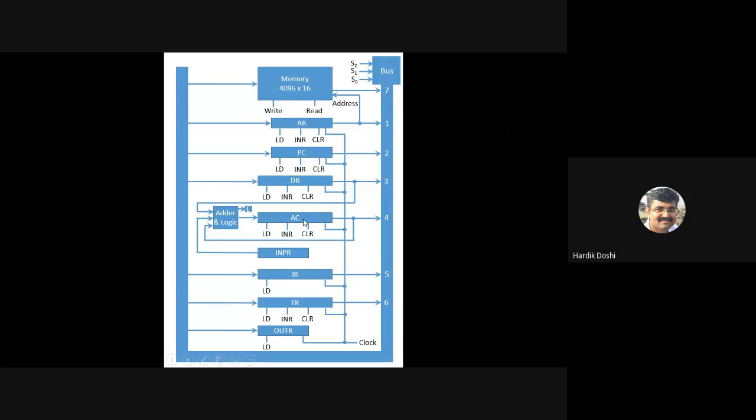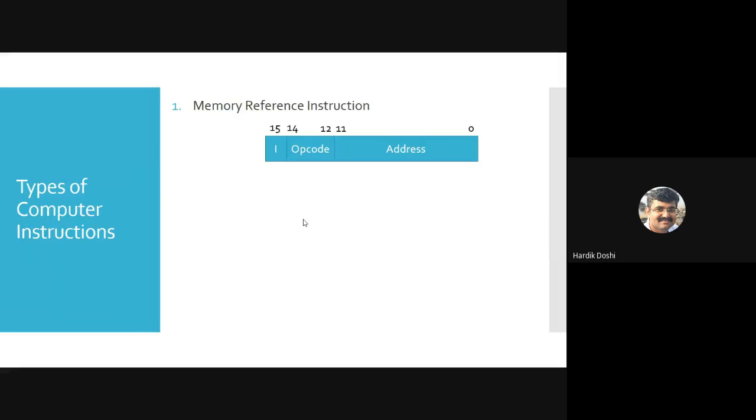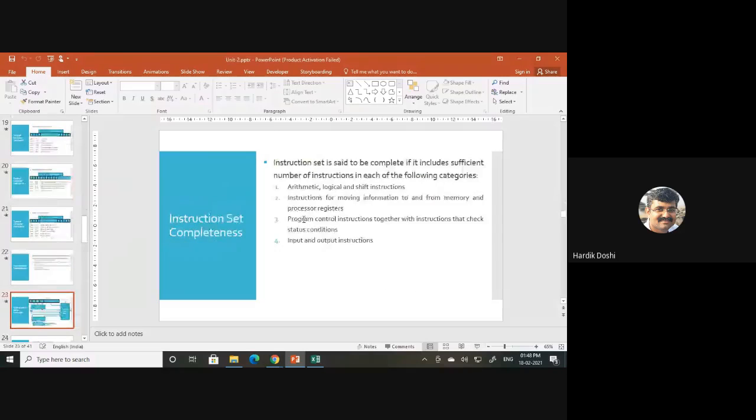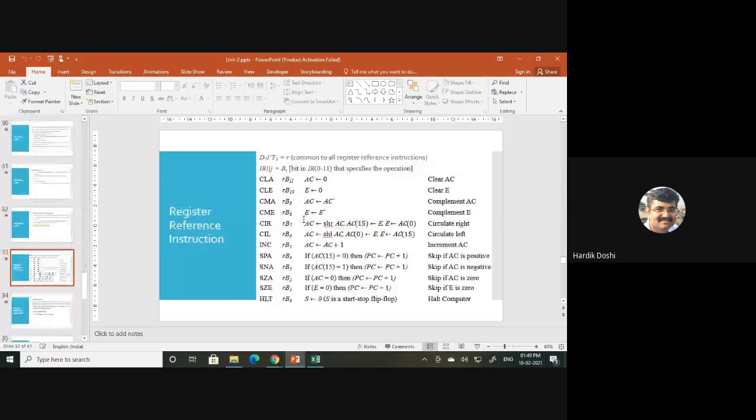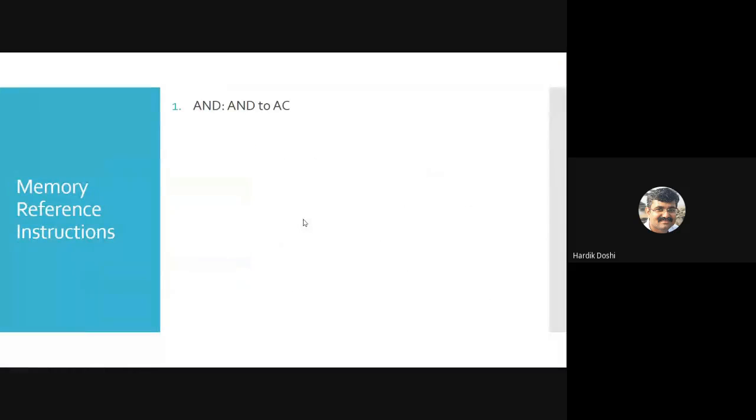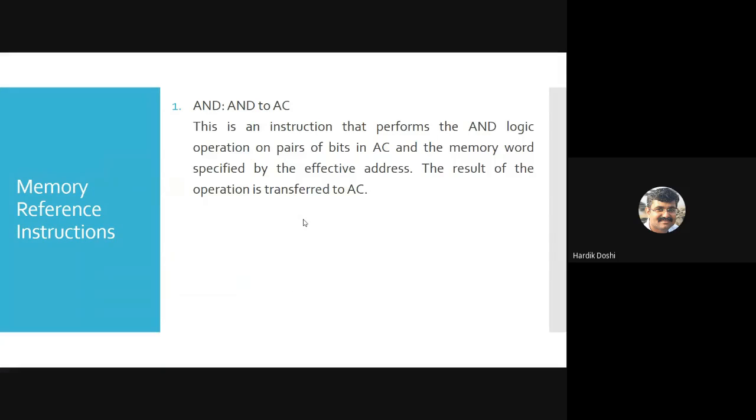Get this point? So let us write the RTL for AND instruction. The first task is to transfer the content from memory to DR register. So it occurs at time D0, T4. Remember the instruction cycle flowchart. Ending occurs at time D0 only. D0 should be 1. Nobody else should be 1.